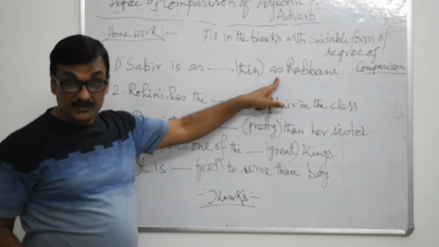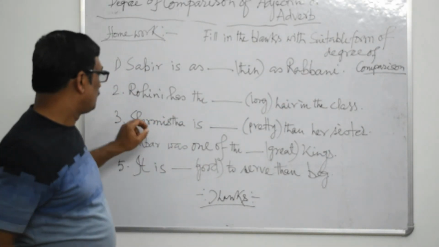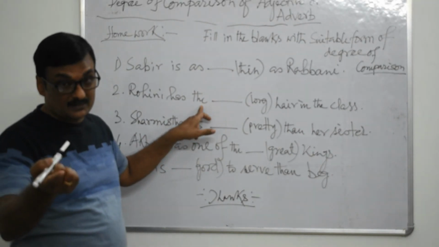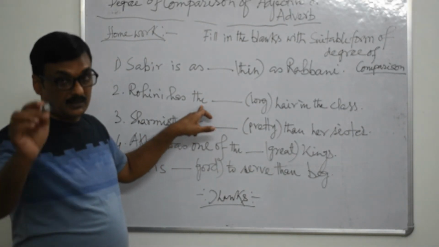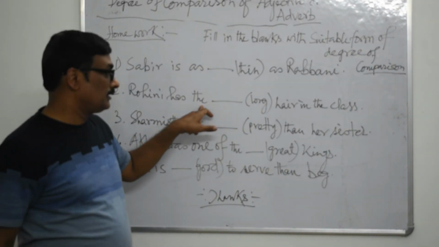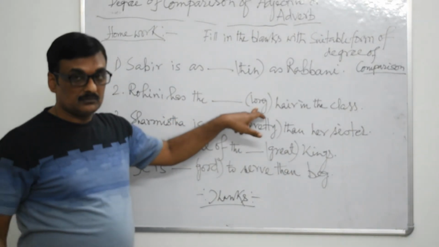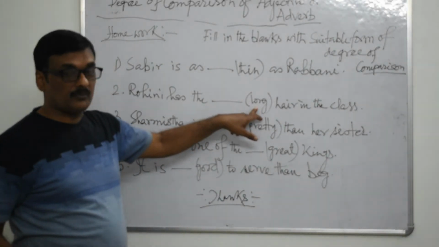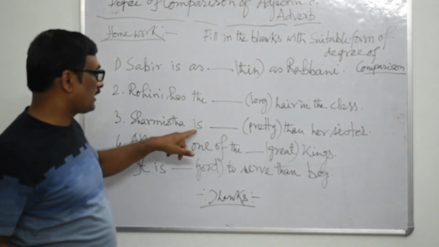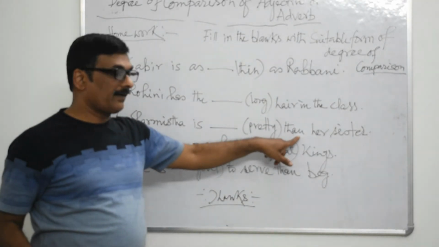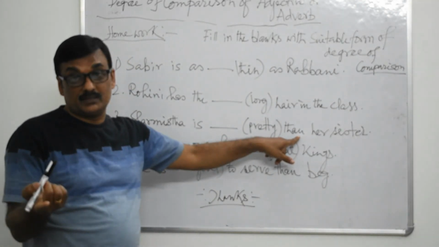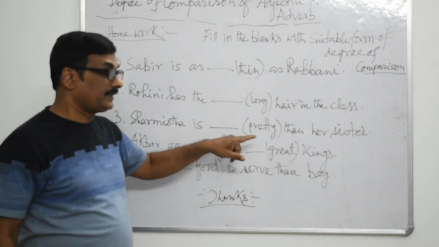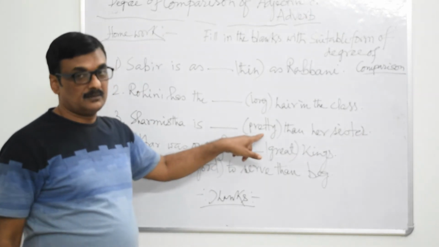Which degree will it be? Next one: Rohini has dash. "Than" is already used. Which degree is it? I think you are sure and you have already understood which degree it will be. So the suitable form of "long". Next: Sharmishta is dash pretty. "Than" is used, so which degree is it? You are well aware of it, so you can easily use the right form of "pretty".